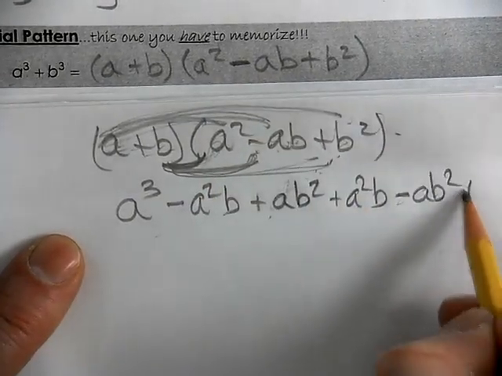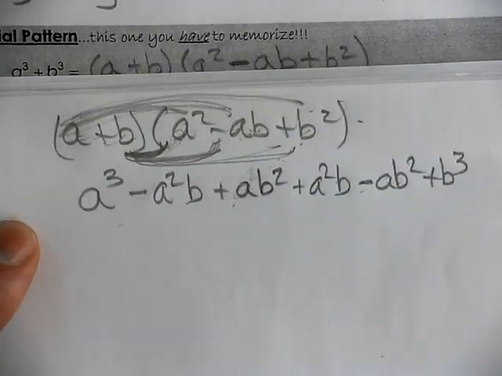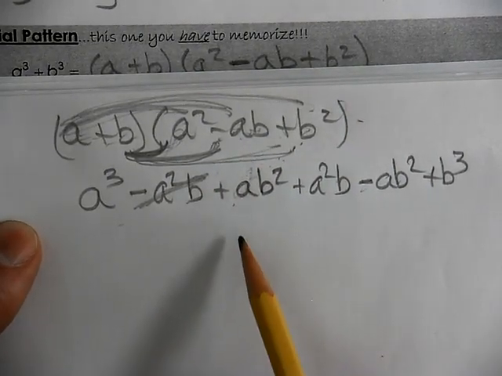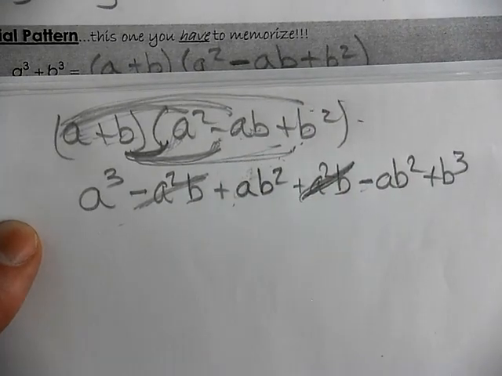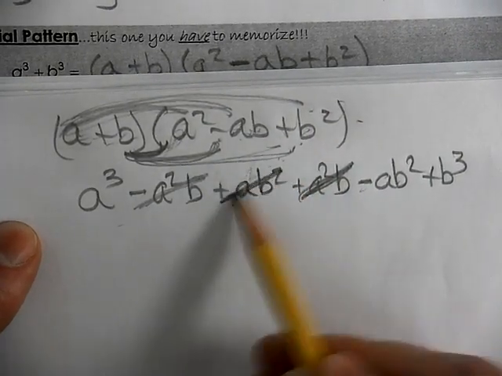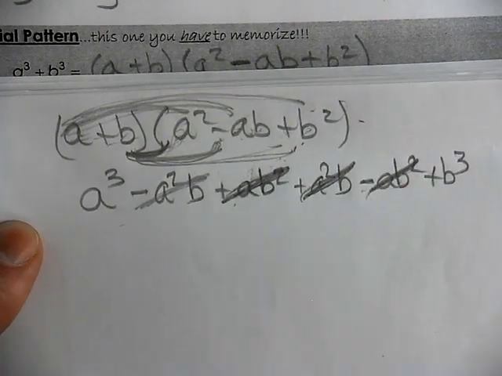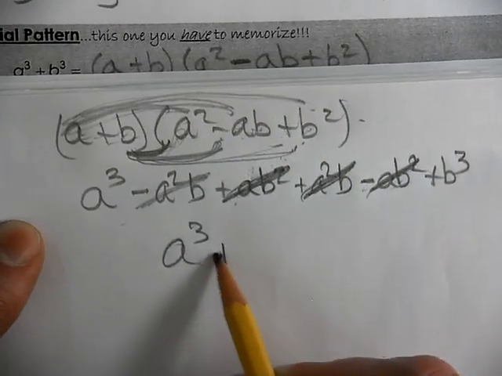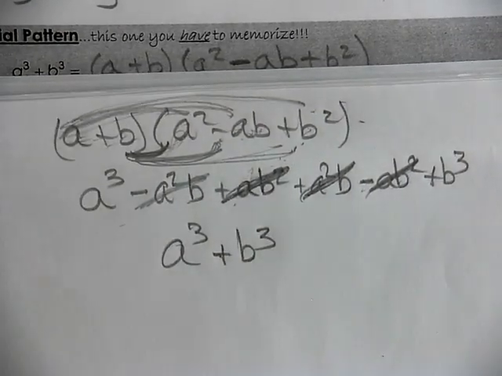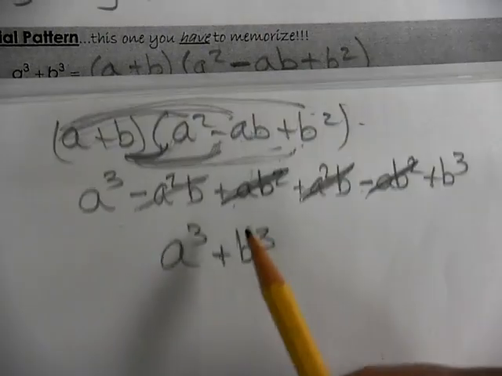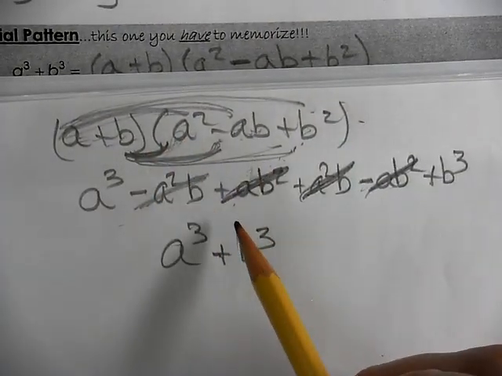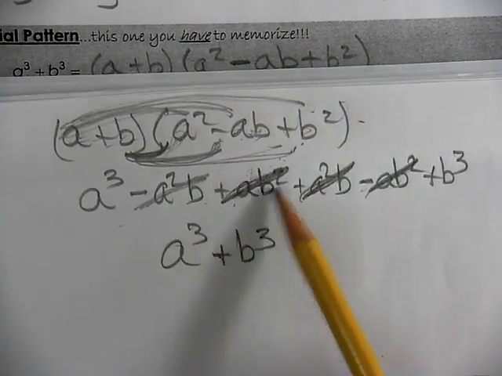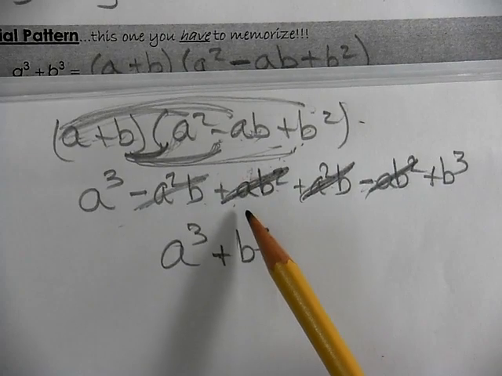And then b cubed. So I have a negative a squared b, and I have a positive a squared b. I have a positive ab squared, and I have a negative ab squared. Oh my goodness, it worked. A cubed plus b cubed. That's my final product of multiplying these two together. That's why this pattern works. That creates the middle portion to cross out.